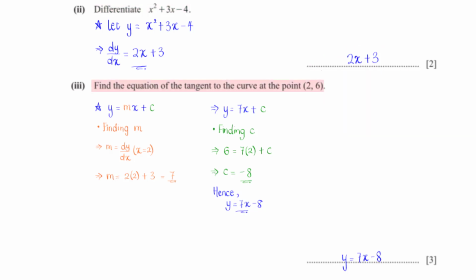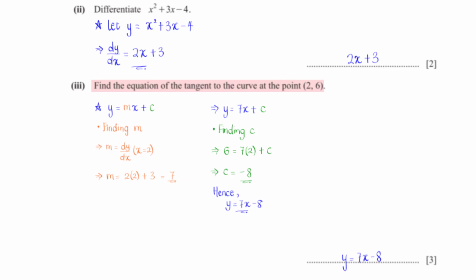Find the equation of the tangent to the curve at the point 2, 6. The tangent is a straight line, and the equation of any straight line can be written in the form y is equal to mx plus c. All we need to do now is to find the values of m and c and put them into this equation. Since the tangent touches the curve at the point 2, 6, m is equal to dy dx at x is equal to 2. We've already found dy dx as 2x plus 3, and so we have 2 times 2 plus 3 giving us 7.